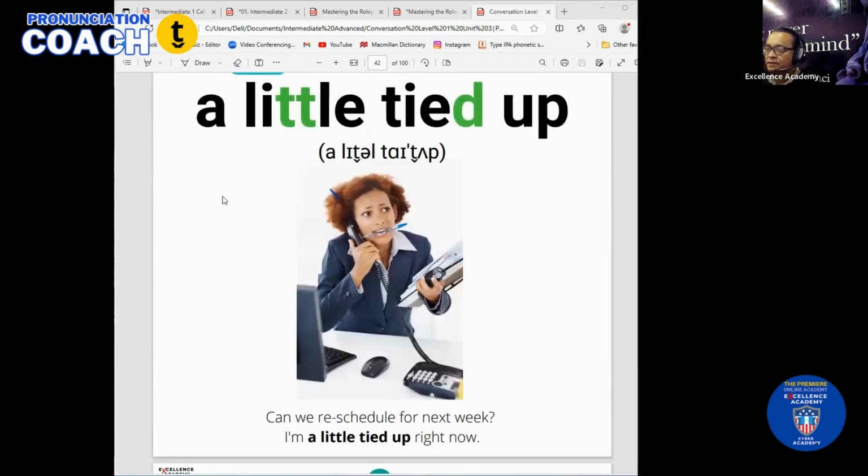Over here, we have the expression "a little tied up," which is to be busy, somewhat busy, right? So, a little tied up, tied up. We're going to connect the prepositions and the articles to the D's and the T's. Here, this is going to be a flap T. A little tied up. Can we reschedule for next week? I'm a little tied up right now. I'm a little busy.